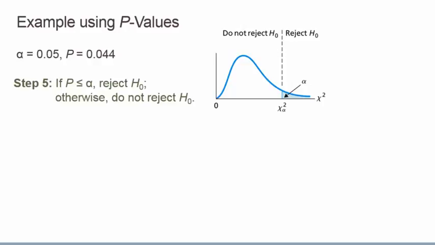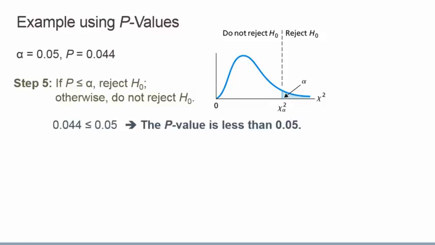Step 5. If p is less than or equal to alpha, reject H sub 0. Otherwise, do not reject H sub 0. P is 0.044, alpha is 0.05. When we compare those, 0.044 is less than or equal to 0.05. The p-value is less than 0.05. Reject H sub 0, the null hypothesis.